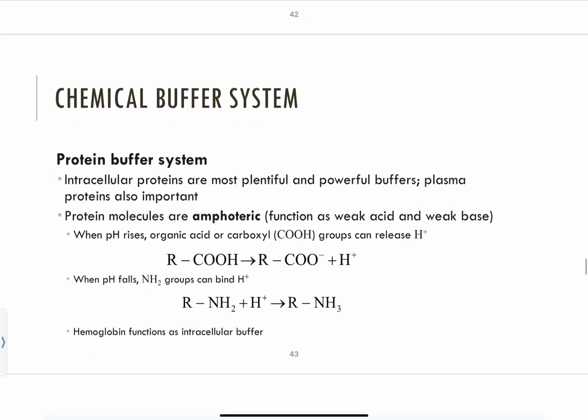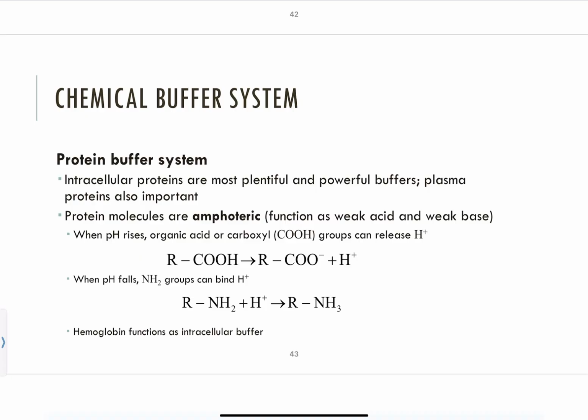The third type of chemical buffer system that we have is actually using our proteins. So we consider proteins an amphoteric molecule. An amphoteric molecule means that it has 2 regions that can do something different. So one portion or one segment of a protein can act as a weak acid. The other segment or portion of this molecule can act as a weak base.